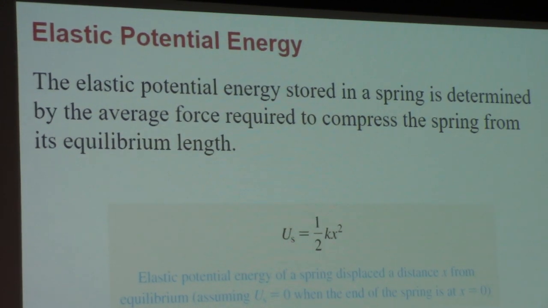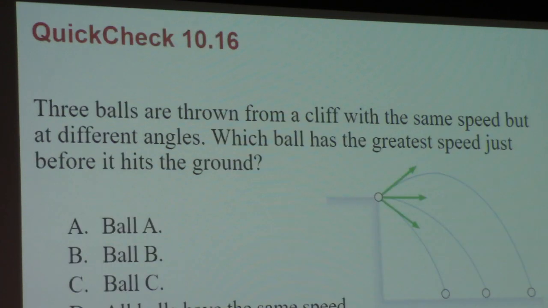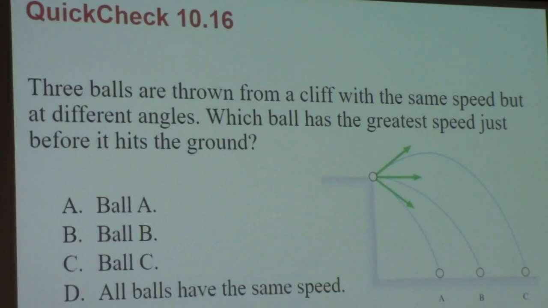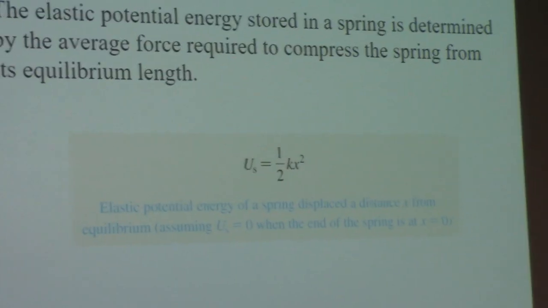So we've got kinetic energy so far, gravitational potential energy, and spring potential energy. Now if you do see thermal energy, it's the work done by friction. Okay. Any questions on that before we take a look at the next one?